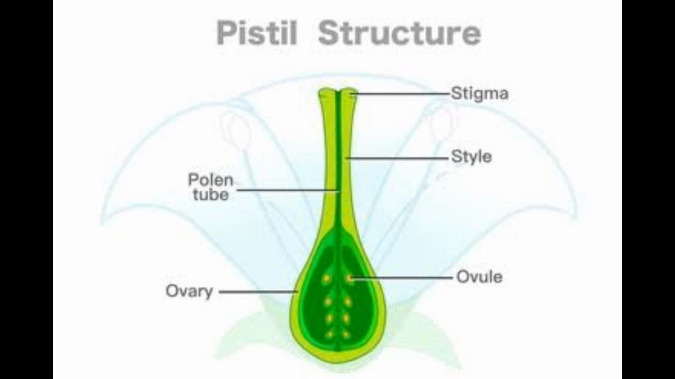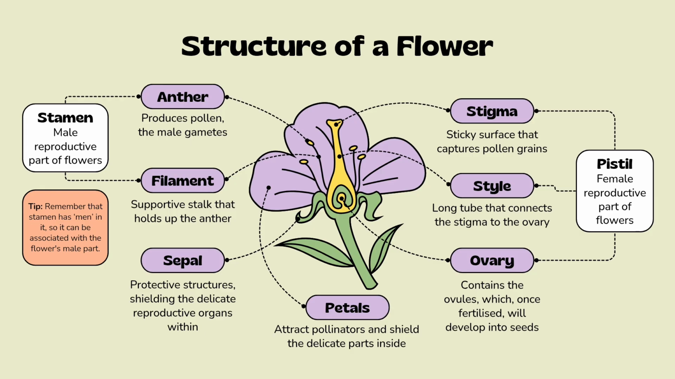The style is the long tube that connects the stigma to the ovary. And at the bottom, we have the ovary. The ovary contains ovules, and these ovules will eventually become seeds after fertilization. So yes, the ovary is a very important place.